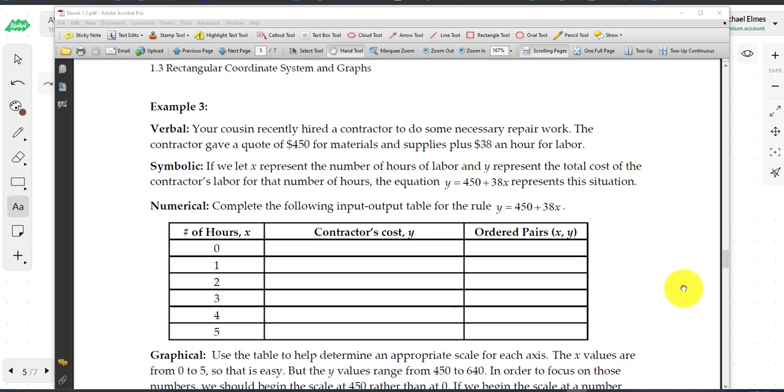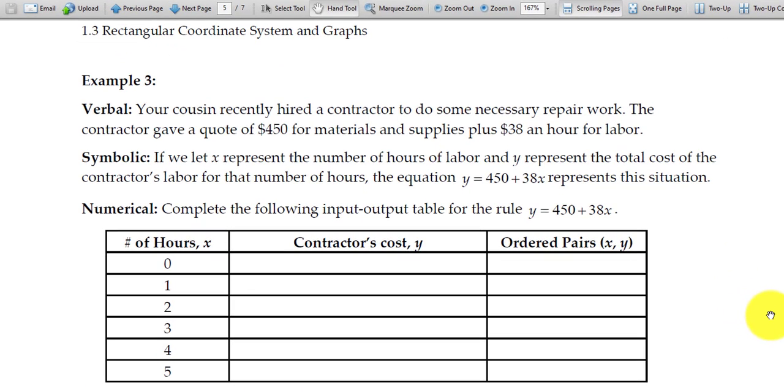We talked about different ways to represent a problem. We talked about a verbal representation of a problem, a symbolic representation, a numerical representation, and also a graphical representation.